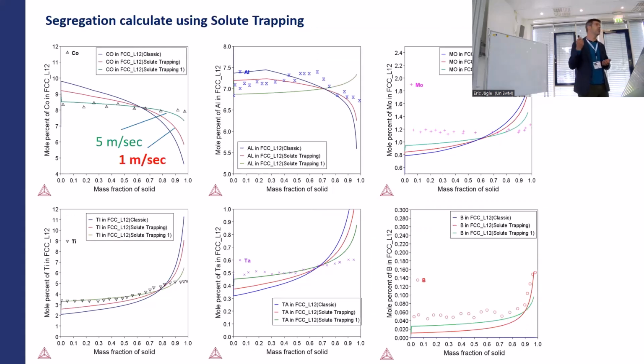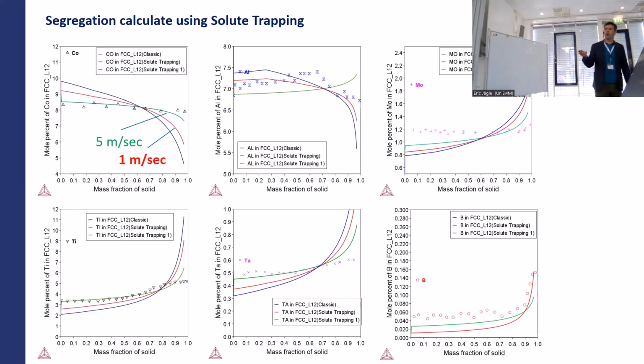But if you switch on solute trapping, you change the segregation profiles quite dramatically, and for some, depending on the scanning velocity that you choose, you can get quite a good representation of, for example, cobalt segregation here. The aluminium segregation changes from negative in the classic Scheil to positive if you have quite a fast scanning rate. So it makes quite a dramatic change to the segregation profiles. And for me, this is quite promising.